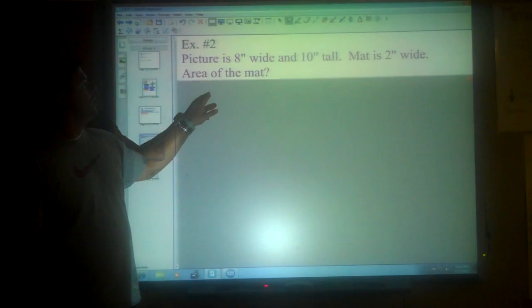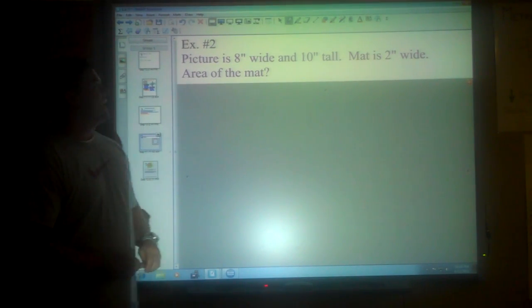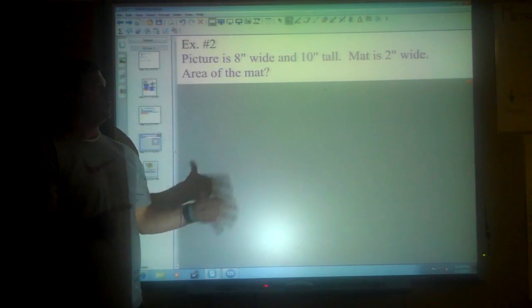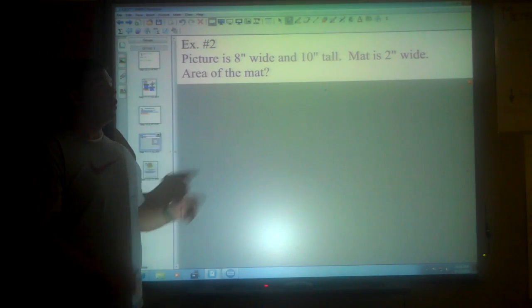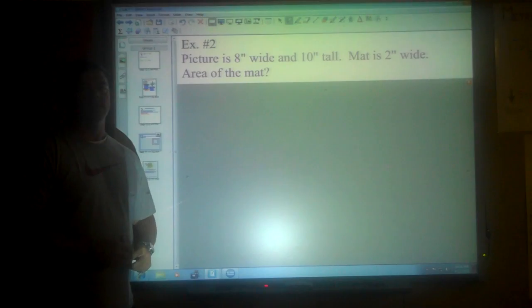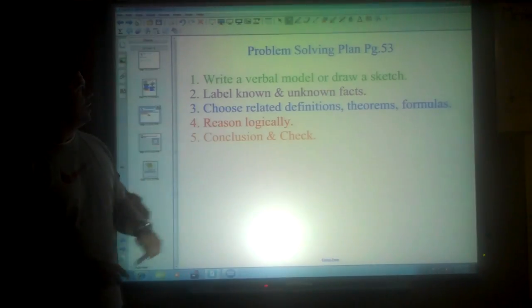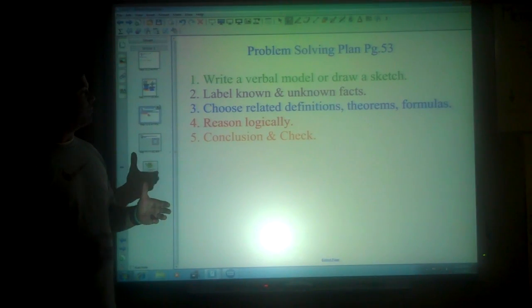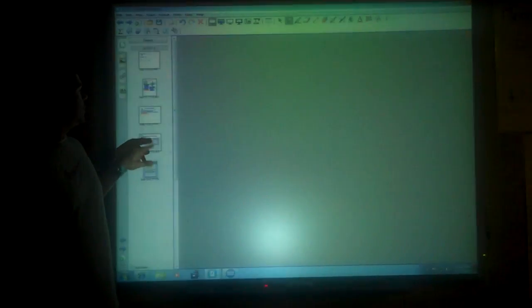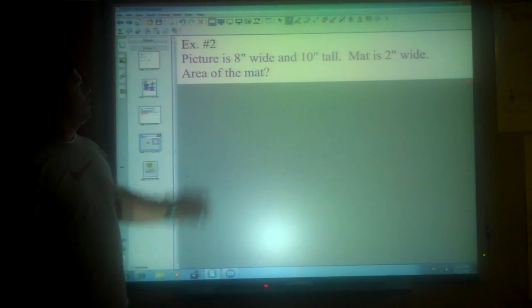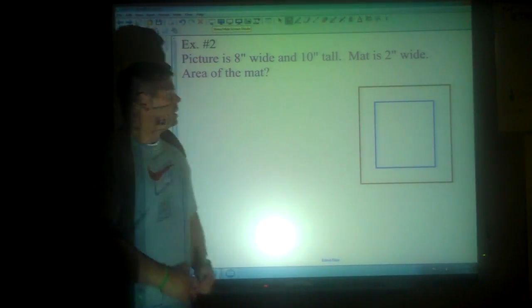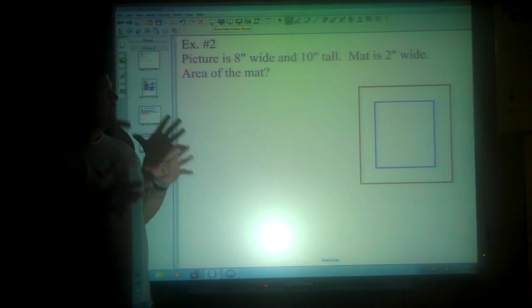Our last example. A picture is 8 inches wide and 10 inches tall. The matting, which goes around the picture, is 2 inches wide all the way around. Our job is to try to find the area of the mat. If we think about our problem-solving plan, writing a verbal model and or drawing a sketch probably is pretty important here because there are so many words in this problem, we really don't know what's going on. So I've gone ahead and drawn it for you. The blue rectangle represents the picture, and the brown rectangle around it is the matting.